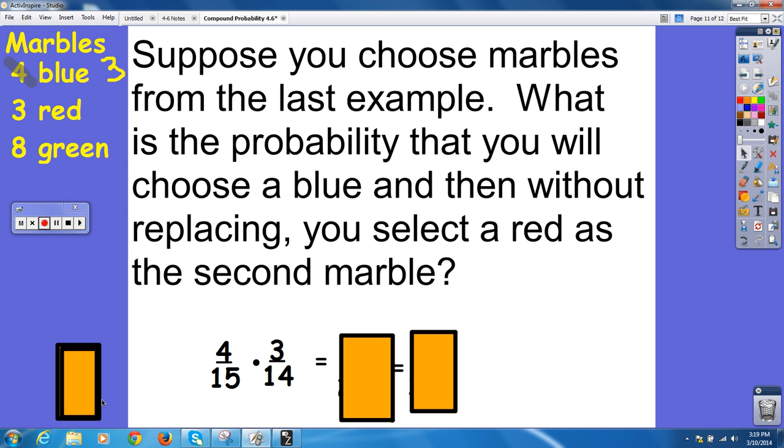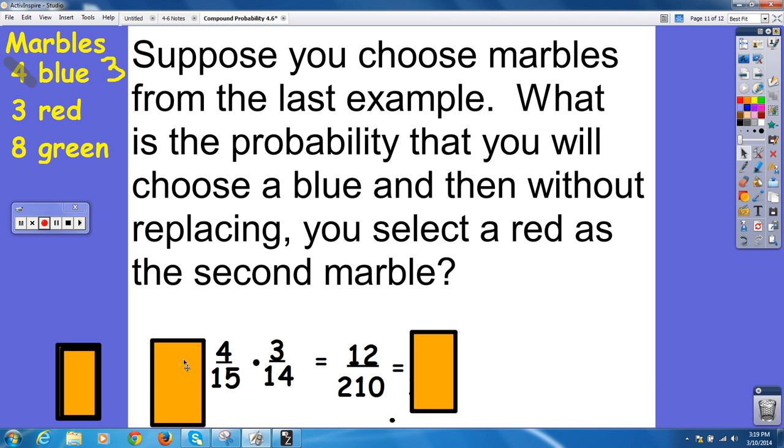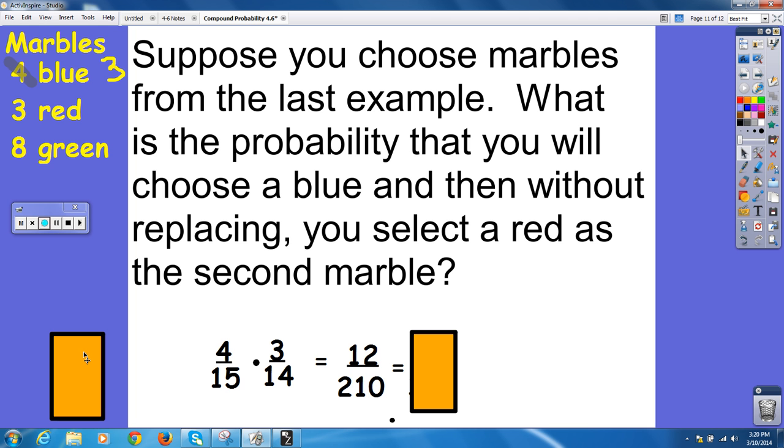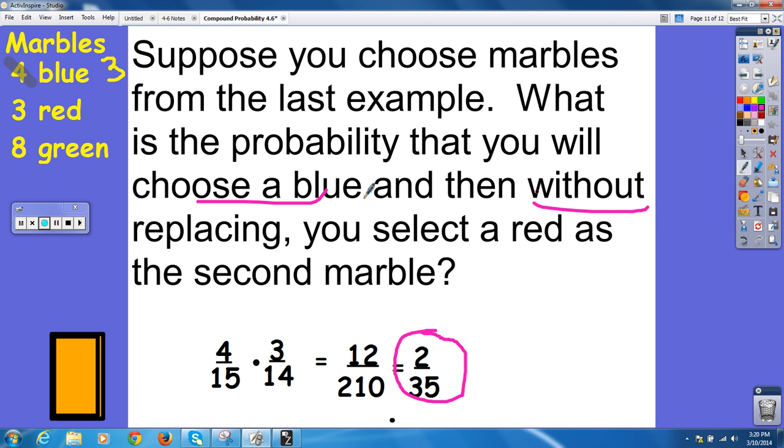Again, from the formula on the last slide, we learned that the probability of 2 dependent events is the probability of the first one times the probability of the second one. When I multiply these out, 4 times 3 is 12, and 15 times 14 is 210. So I get 12 over 210, but that's not the reduced answer. I would then need to simplify, and I would come to a final answer of 2 out of 35. That would be my final answer for the question, what's the probability of choosing a blue, then without replacing, selecting a red.